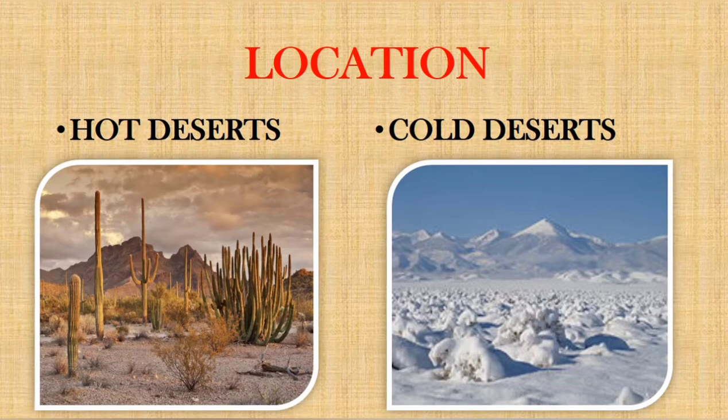Let us know some of the places that come under this region. Can you say what are the places that come under the hot deserts? The Sahara in North Africa, the Kalahari in South Africa, the Great Sandy Desert in Western Australia. Okay? Yes. Now we come to the cold deserts.